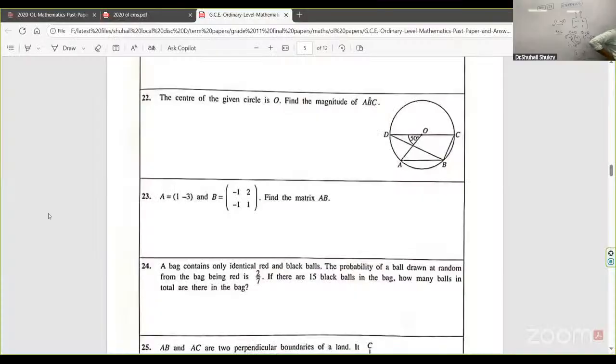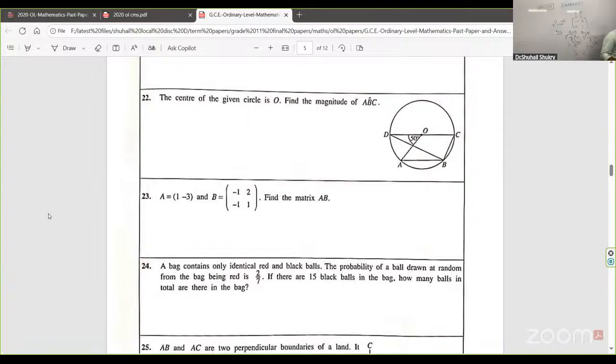What is next? The 24th. See the 24th one. A bag contains only identical red and black balls. The probability of a ball drawn at random from the bag being red is 2/7. If there are 15 black balls in the bag, how many balls in total are there in the bag?